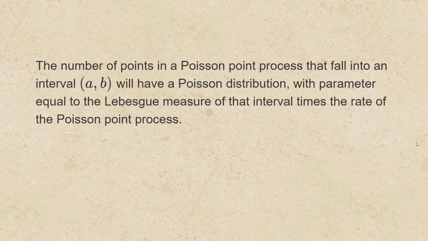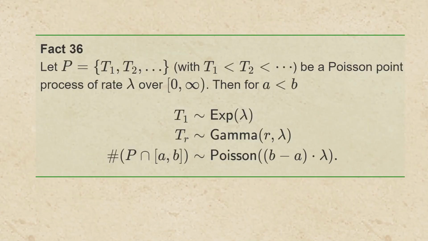The number of points in a Poisson point process that fall into an interval from A to B will have a Poisson distribution, with parameter equal to the Lebesgue measure of that interval times the rate of the Poisson point process. Let P, which is T1, T2, etc., with T1 less than T2, and so on, be a Poisson point process of rate lambda over the interval from 0 up to infinity.